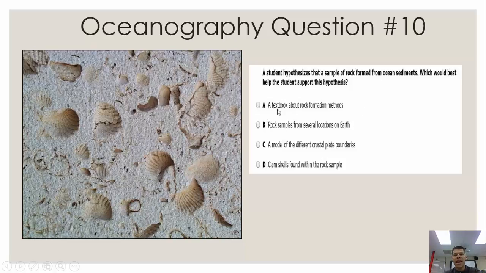So what would help you? A textbook about rock formation methods? That could help, but let's look at all of them. Rock samples from several locations on the earth? That could help. A model of different crustal plate boundaries? Probably not particularly helpful. Clamshells found within the rock sample. That's your best answer. That would support that hypothesis. D is the answer to number 10.